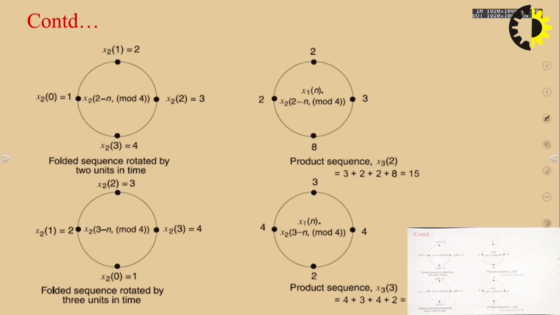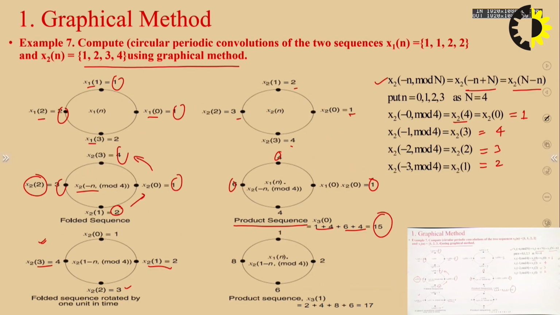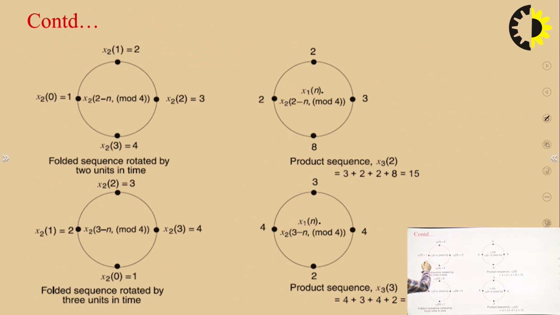Again we want the third value. So we will again shift it up by 1 unit in time. Either we will shift it up 2 units in time, or we can shift it in 1 unit in time. So we get these values, x2(2 minus n), and here is x1(n) into x2(2 minus n) mod 4. Again we will add up these values. So this is 3 plus 2 plus 2 plus 8, that will become 15.